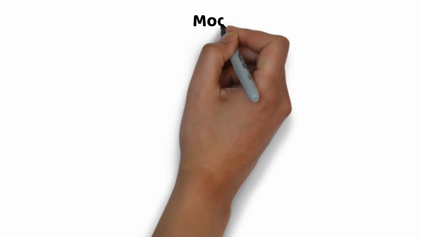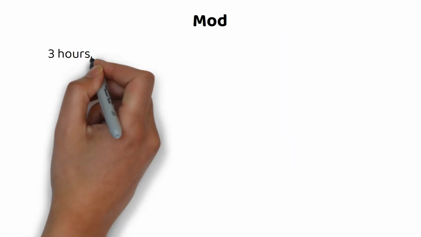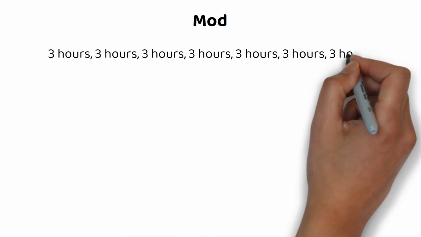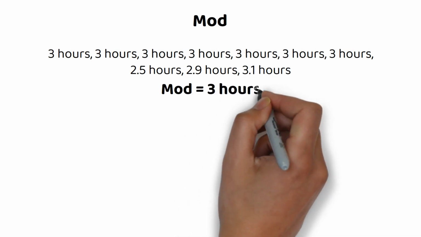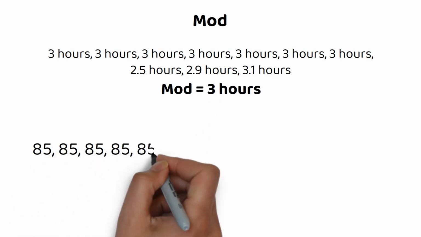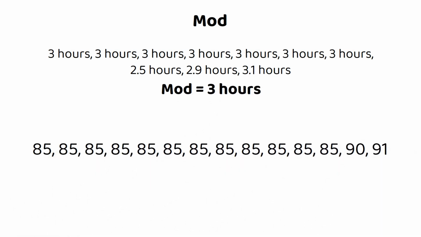The mode is the value that appears most often in a data set. If 7 runners finished the race in exactly 3 hours, then 3 hours is the mode. In a class exam scores, if most students scored 85, then 85 is the mode.